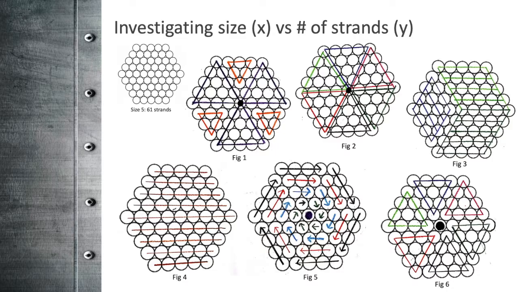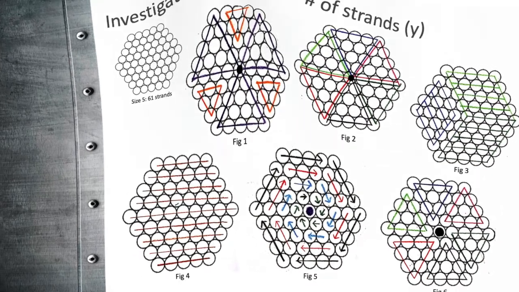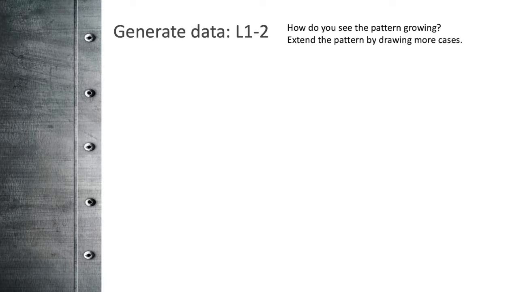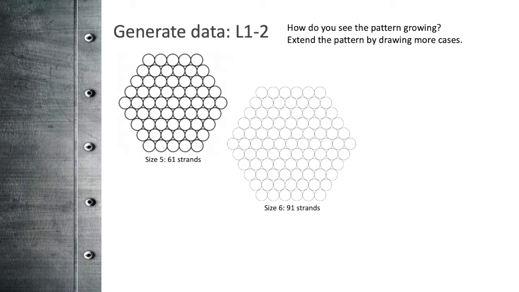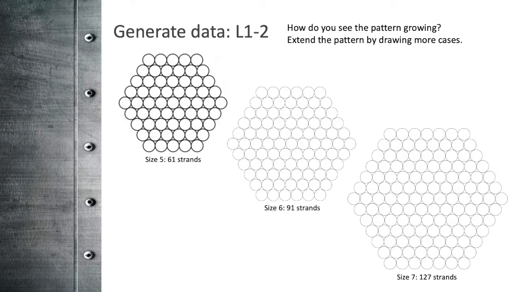So let's start by generating more data. So here, how do you see the pattern growing? Well, here's our first shape that is provided. Let's generate more. So essentially how I think about it is there is another layer outside each layer. So when the size increases by 1, an additional layer is added to the previous shape. So size 6, you can see it's much bigger than size 5, and size 7 is much bigger than size 6, and the number of strands in each shape is listed and written on the screen.